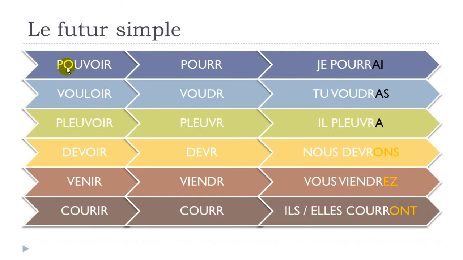Okay? So pouvoir is becoming pour, and it means can. Vouloir, voudr, to want. Pleuvoir, to rain, pleuvr. Devoir, to have to, devr. Venir, to come, viendr. Courir, to run, courr. Okay? And then, as we saw previously, you only add the endings after.